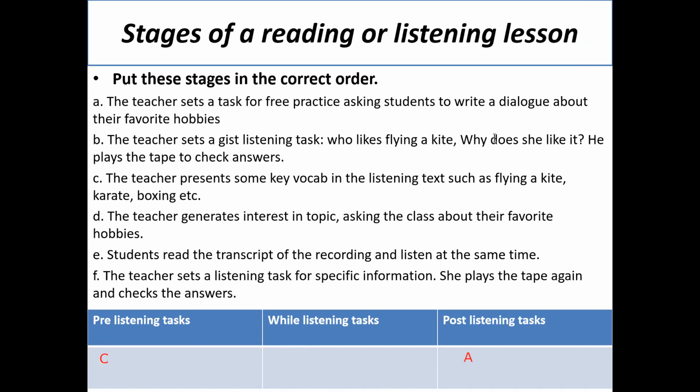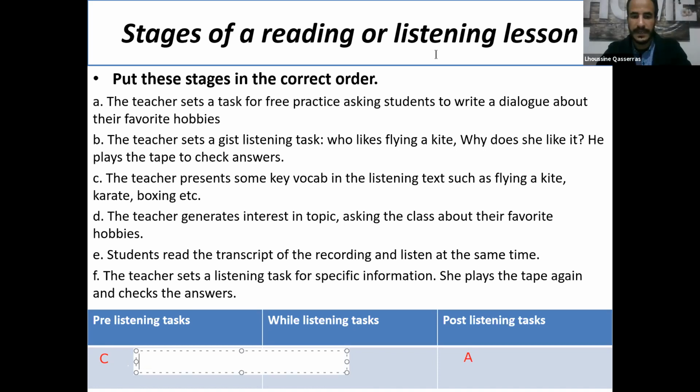Yes, Hasna. Then Muhammad. It's D, for the post-listening task. D. Yes, so D, the teacher generates... You agree? No? It's pre. No, she's right. So Muhammad said no. Here the teacher generates interesting topic. Yeah, it's the pre, thank you, it's the pre.